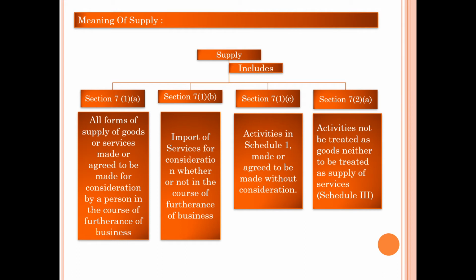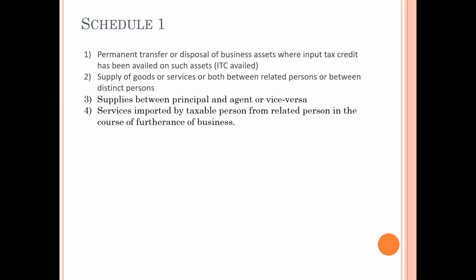Now we'll discuss section 7 1C. Activities in schedule 1 made or agreed to be made without consideration. That means even if the amount is paid for furtherance of the business but without consideration, that is again an exception to 7 1A. Without consideration, then also GST will be leviable on the same. So we'll now discuss schedule 1.